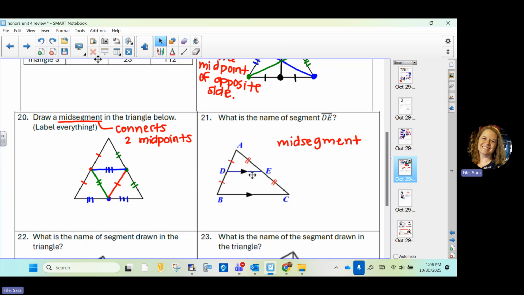Number 21 is a great example of just one mid-segment being drawn. Okay, it has DE. They've got parallel markings on DE to BC. And they've got the congruent markings to show that D is a midpoint and that E is a midpoint. And you're connecting two midpoints. That is a mid-segment.